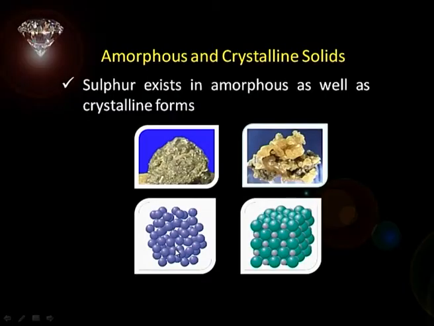On the other hand, crystalline solids are well defined solids. In terms of the molecular structure, the arrangement of the species which constitute the solid is very, very well ordered in case of crystalline solids, and it is not so well ordered in case of amorphous materials. So, glass is an example of amorphous material, whereas quartz is a crystalline material. What I am showing you here are two pictures. This is amorphous sulfur, this is crystalline sulfur, both are available in nature.